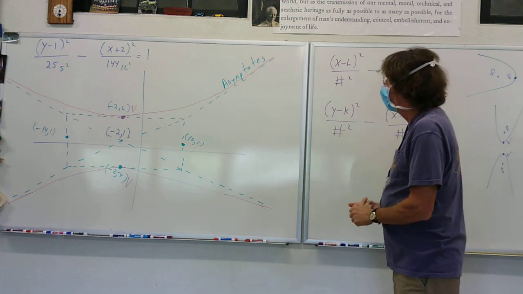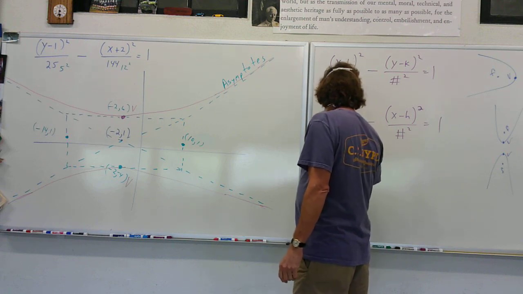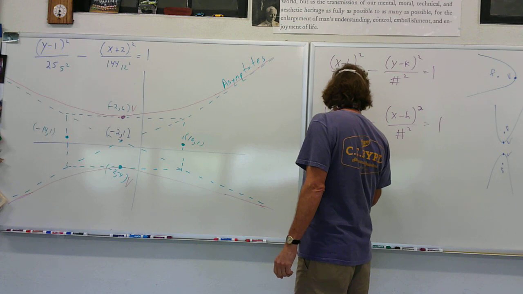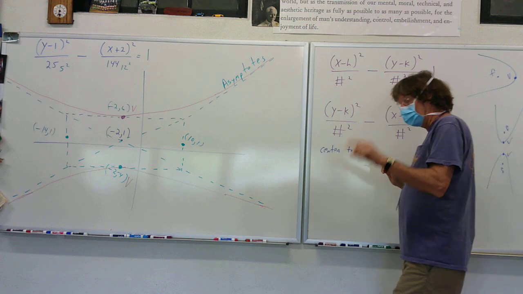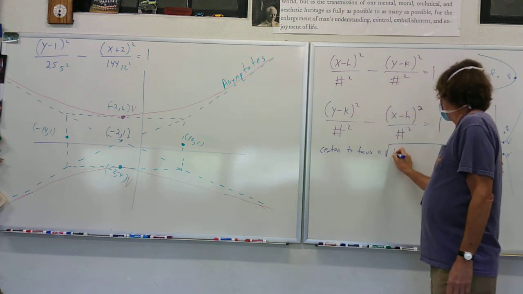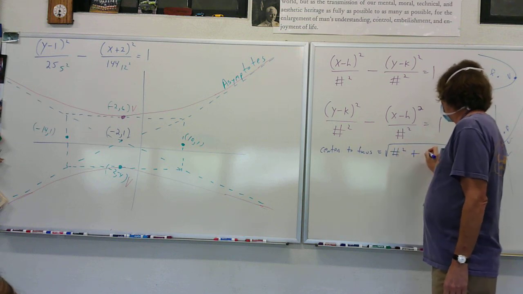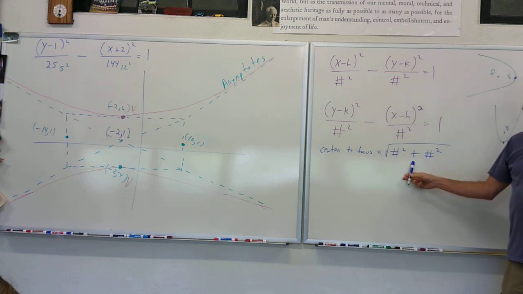All right. The next thing you need is the formula for the distance from the center to the focus. The formula for center to focus is different than it was for the ellipse. It is the square root of whatever the number in the denominator is squared plus whatever the number in the denominator is squared. Everybody make sure you put a plus sign there. This is different than the ellipse. Plus sign. Right there.